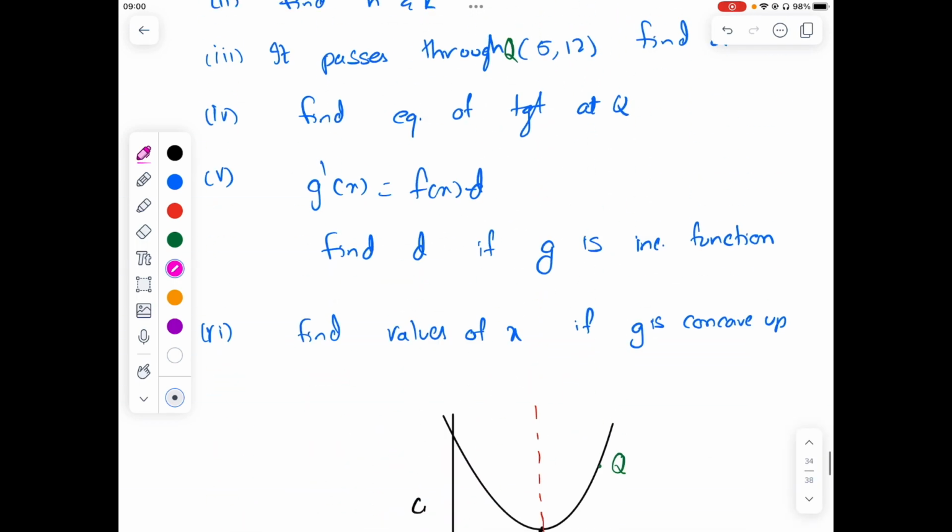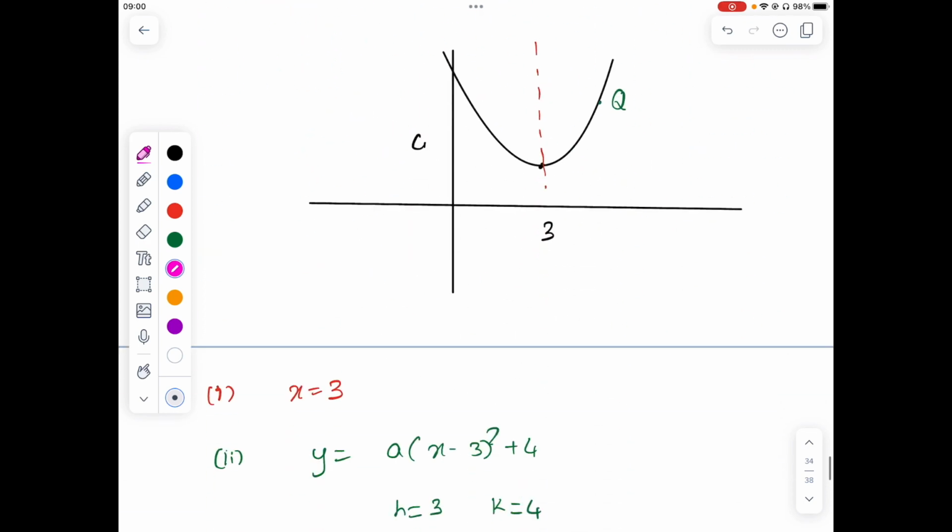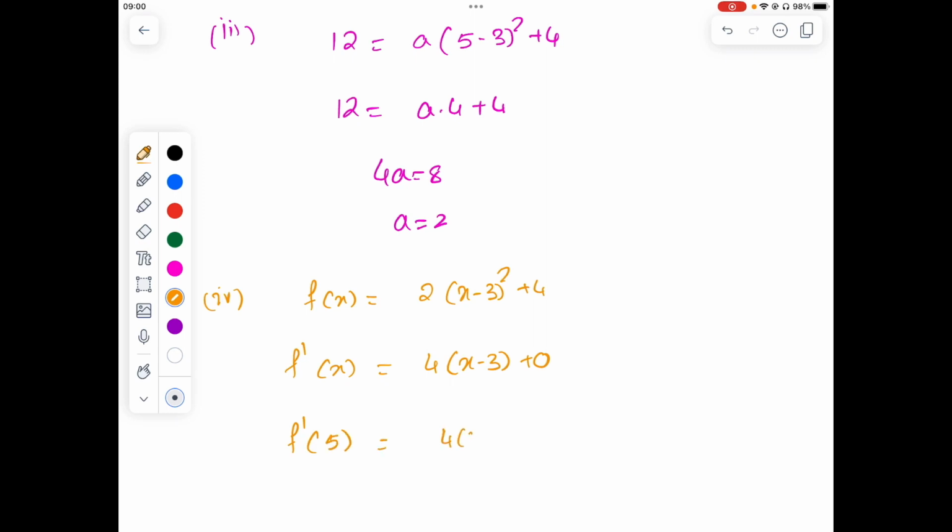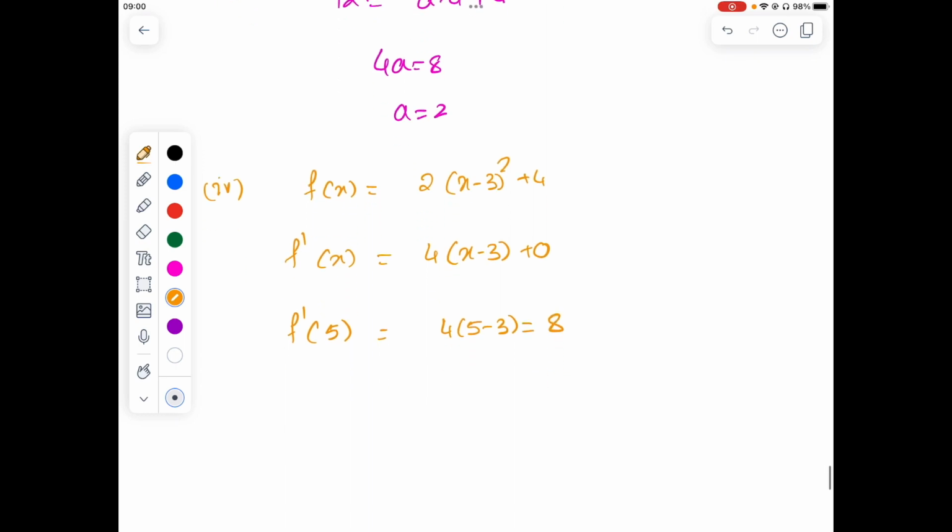Next part, find the equation of the tangent at Q. So for knowing the equation of a tangent, what should I find out? I should find the derivative. So first of all, f of x was 2 times (x minus 3) whole squared plus 4. So I'm going to find f prime of x, which is 4 times (x minus 3) plus 0. Now Q is asking for x equals 5, so plug that in: 4 times (5 minus 3), which is going to be 8. So the gradient is going to be 8.